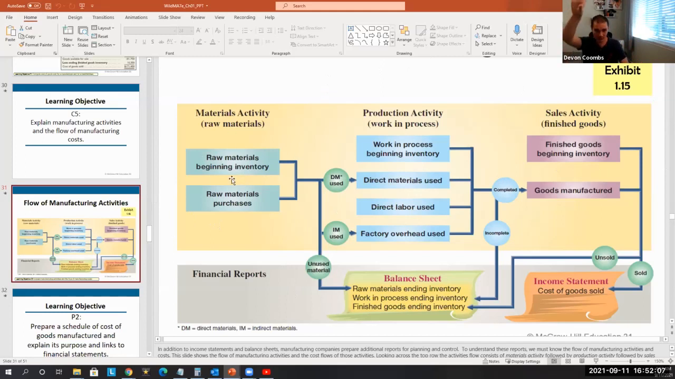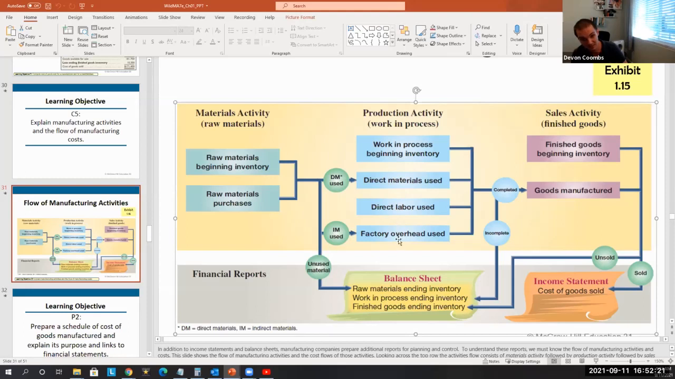We start with raw materials and then whatever we purchase, so our beginning and whatever we purchased. And if we use the direct materials, it flows through our production activities, which is our work in process. So that includes any materials we used, our direct labor, and any factory overhead, like electricity that's being used to make these products. And anything that we started working on, or were continuing to work on from the last period.